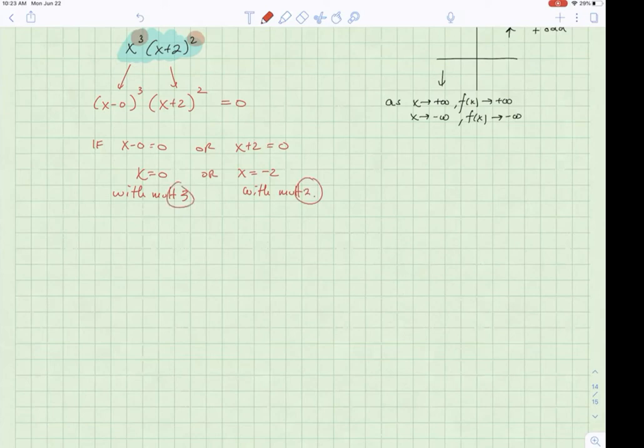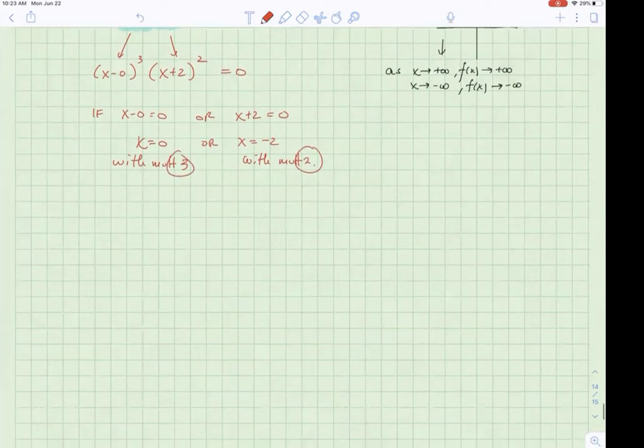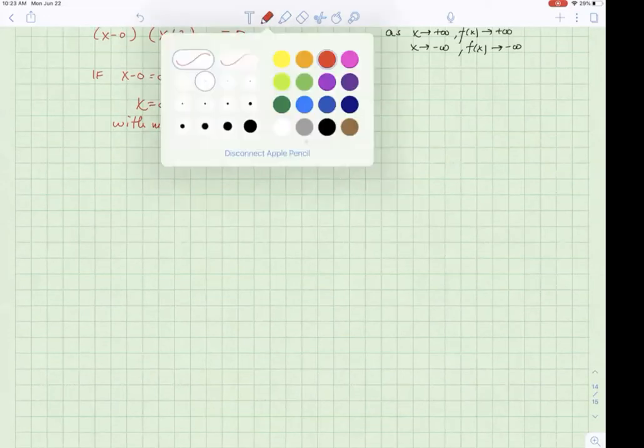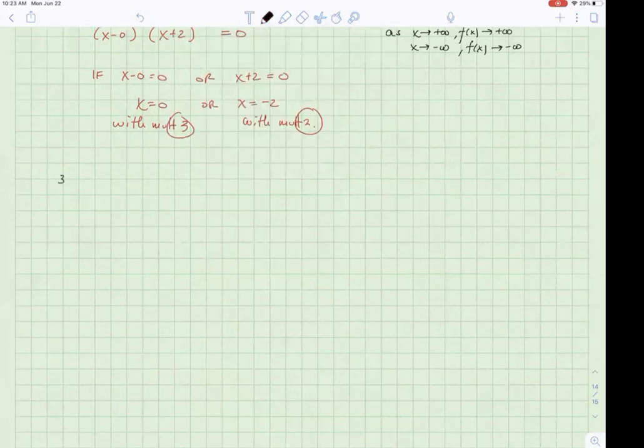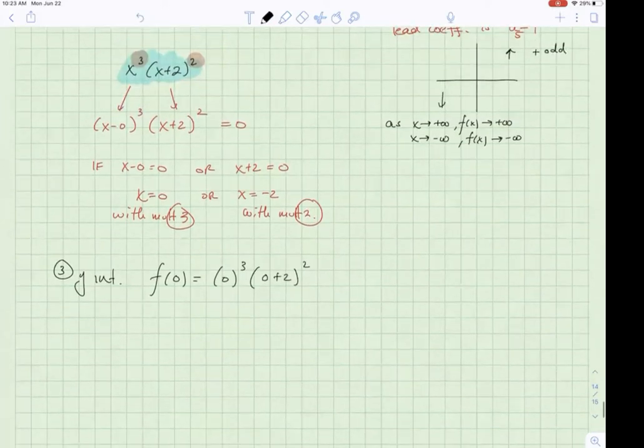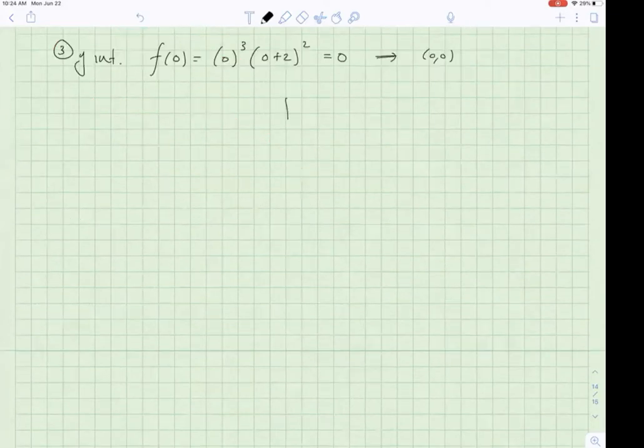So now we can start putting this information together. The last thing that we might want, though, is our y-intercept, and that's simply a matter of plugging in 0, and that'll give us 0 cubed times 0 plus 2 squared if we used our function, and that is just 0. So this curve definitely goes through the origin, and we start to put all this information together as follows.